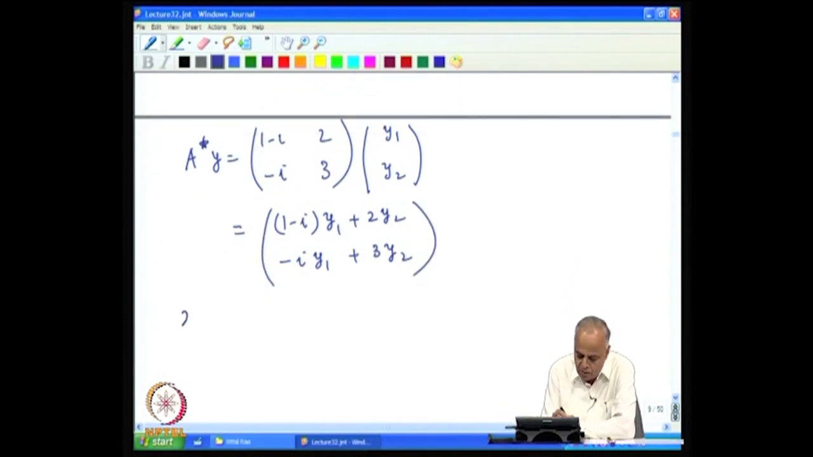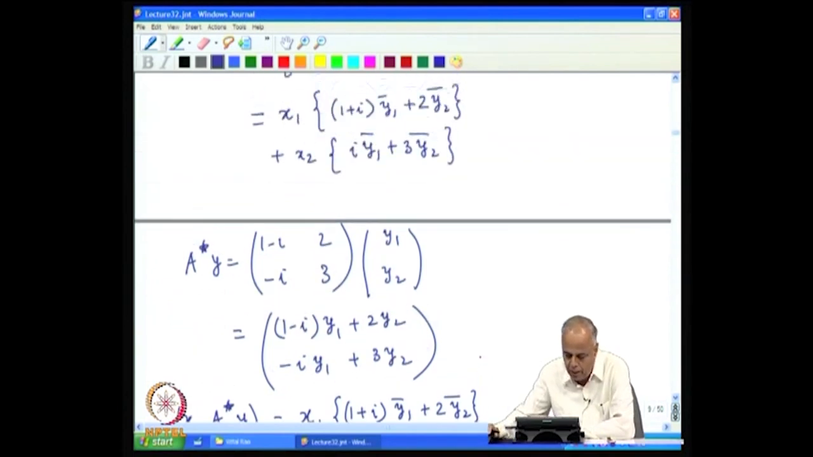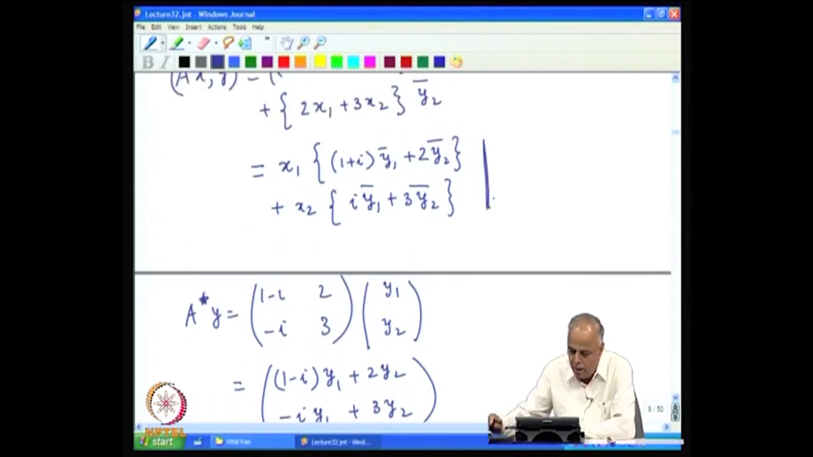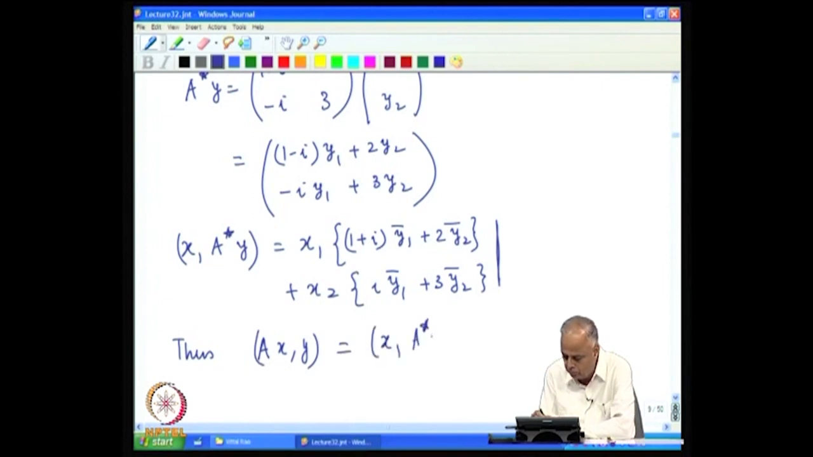And therefore x comma A star y, that is the inner product of x with A star y, will be the first component x1 times the conjugate of the first component of A star y, which is (1 plus i) into y1 bar plus 2 into y2 bar. Similarly, the second component of x into the conjugate of the second component of y. Now compare it with AX comma y, which we got here, and we see that it is the same. Thus, AX comma y is equal to x comma A star y for every x, y in C^n. This is the identity that we have been discussing.